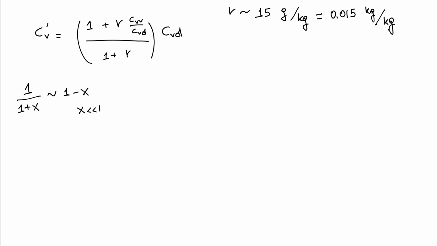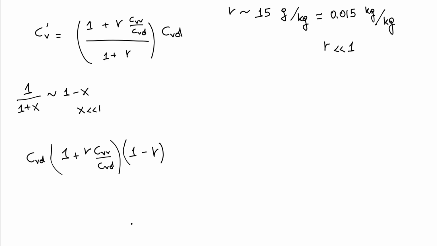And when I say tropics, I mean something closer to the equator than Hawaii. Here the temperature is a bit colder. Anyway. And so, yeah, R is a percent. So usually it's a good approximation to say that R is much smaller than 1. And so you have (1 plus R CVV over CVD) times (1 minus R) times CVD, because 1 over 1 plus R has become simply 1 minus R.